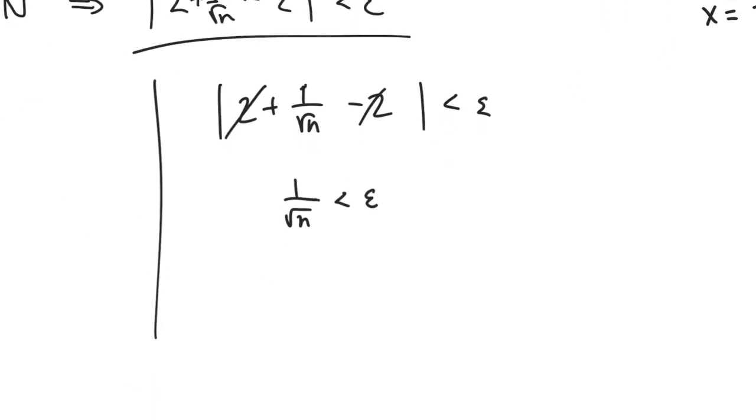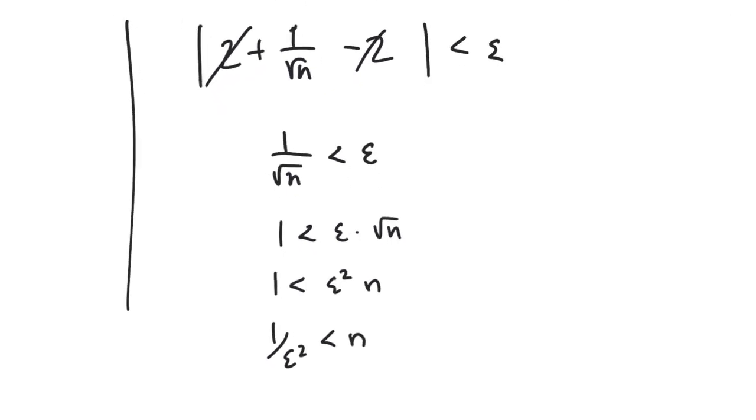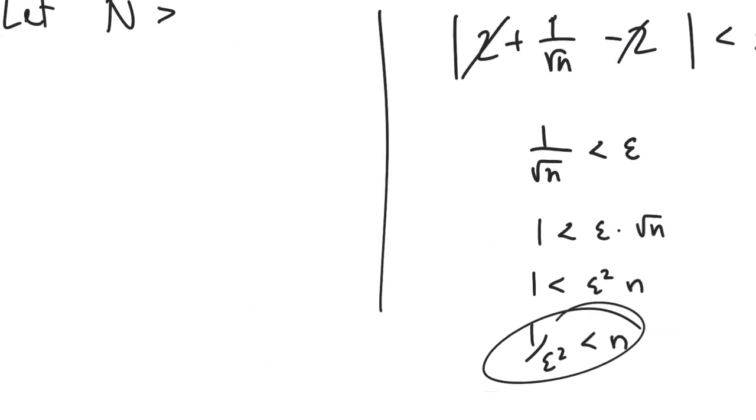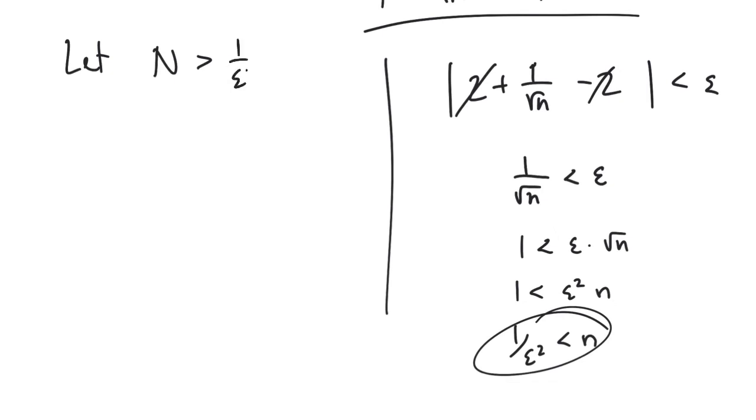Anyway, to solve this for n, we can multiply both sides by root n. I get 1 less than epsilon times root n. And now I can square both sides. I get 1 less than epsilon squared n, and then divide by epsilon squared. I get 1 over epsilon squared less than n. It is right to be a little concerned about squaring both sides, because that could mess up an inequality if one or the other of the two sides was negative. But in this particular case, we know that both sides are positive, so nothing weird will happen when we square both sides. All right? This is what we're going to use for the N then. So I'm going to say let N be greater than 1 over epsilon squared. All right?